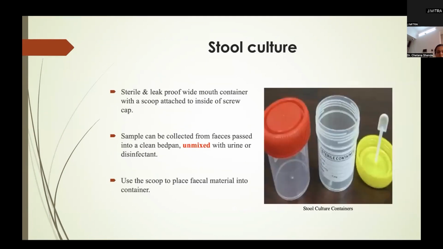So coming to stool culture, it plays an important role in the third week of illness. Stool is collected in a sterile, leak-proof, wide-mouth container, and the stool sample is collected from the bed pan, but it should be unmixed with urine or disinfectants. Next slide.